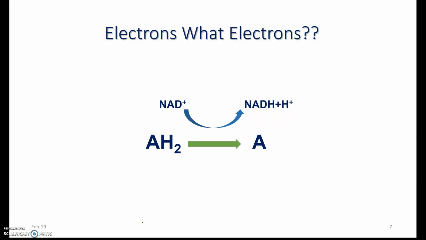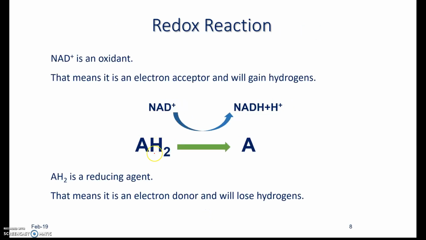Now the question is electrons. What electrons? We don't see a movement of electrons right here. But it is easy to follow the fate of hydrogens. If NAD acquired electrons right here, it is an electron acceptor. It accepted hydrogens in this reaction. AH2 is a reducing agent. It is an electron donor and lost hydrogens in the process.